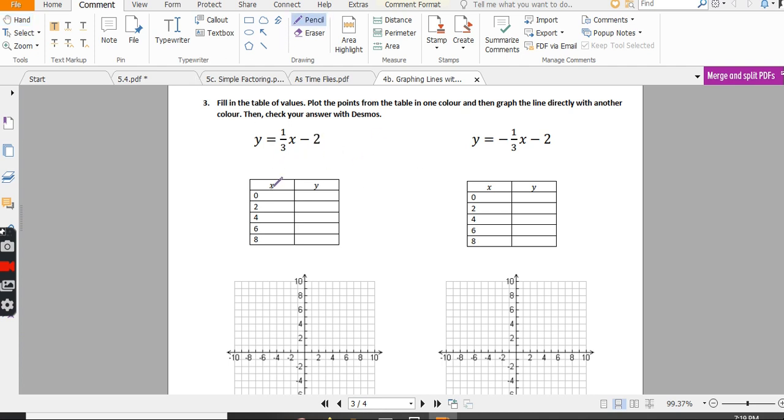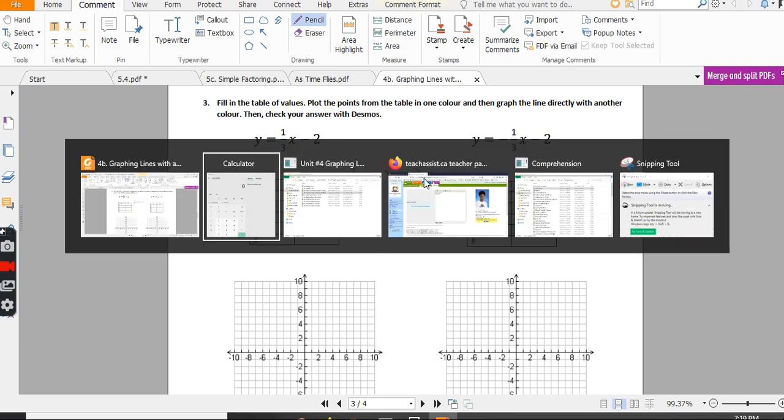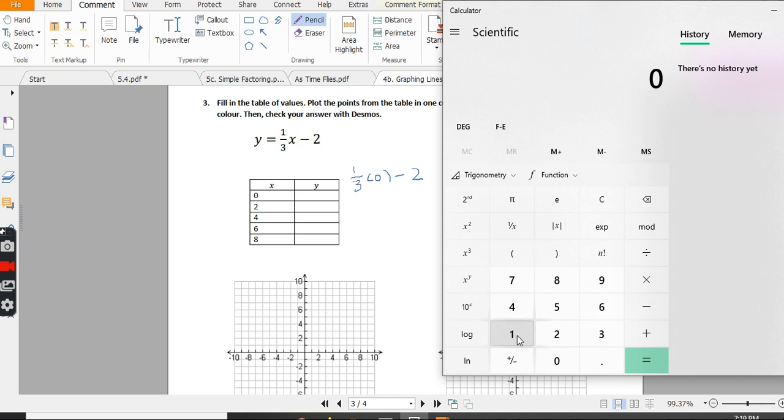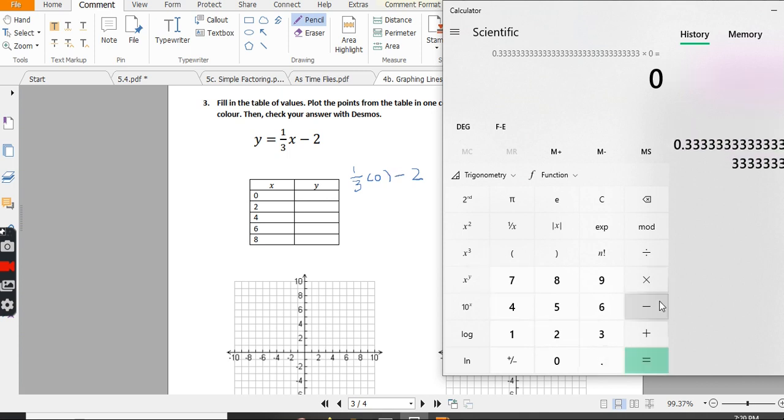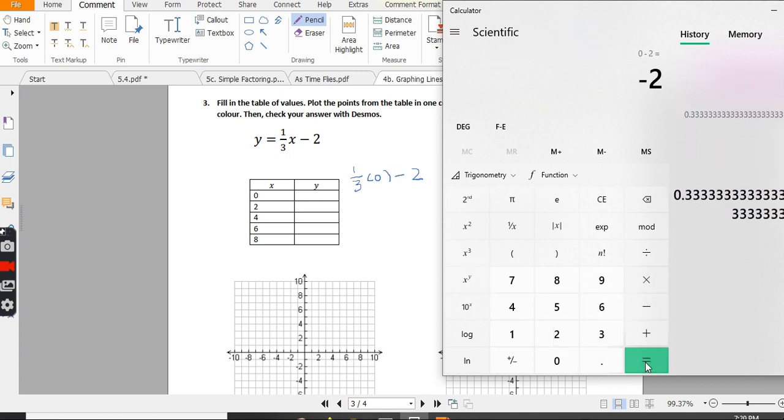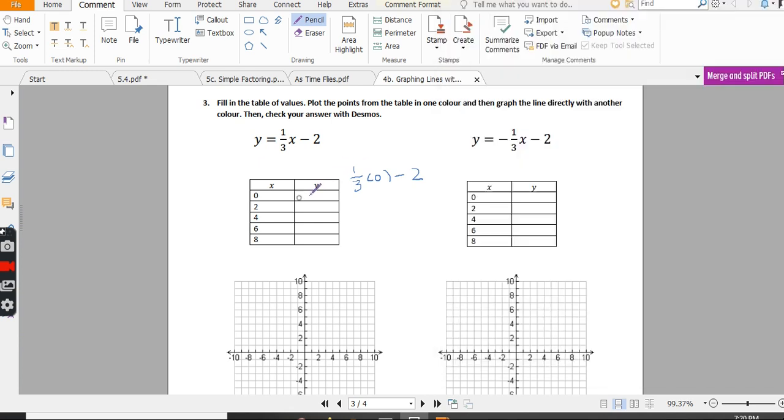So all you do is, when x is 0, in here you would see 1 over 3 times 0 minus 2. Now how do you type that in your calculator? In your calculator, remember 1 over 3 is the same thing as 1 divided by 3 equals, times 0 equals, because BEDMAS, and then minus 2 equals. So the first value is negative 2.